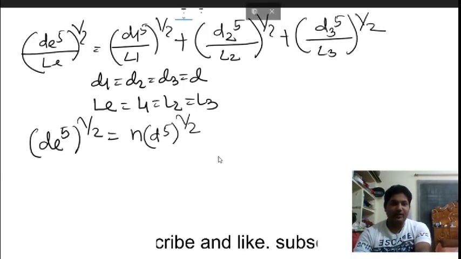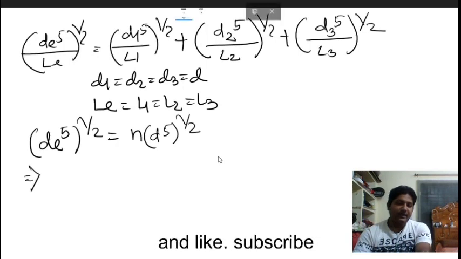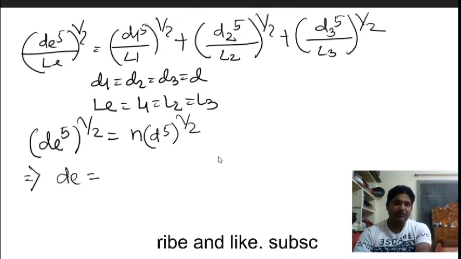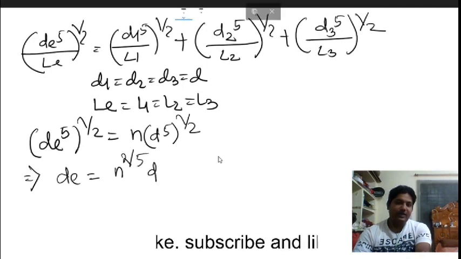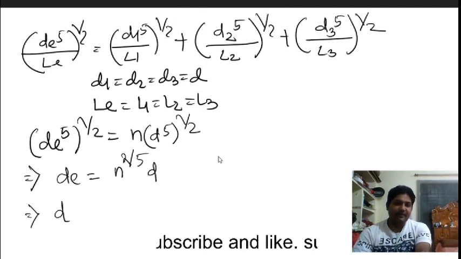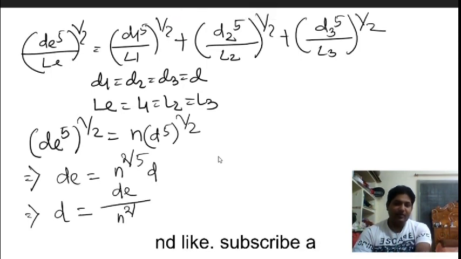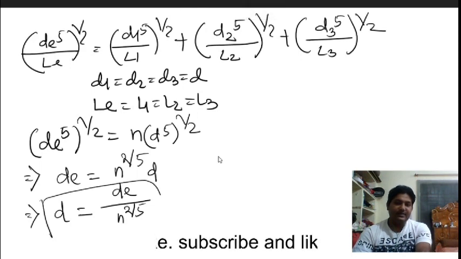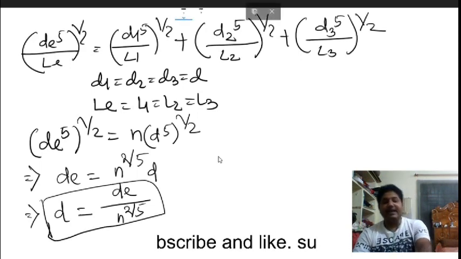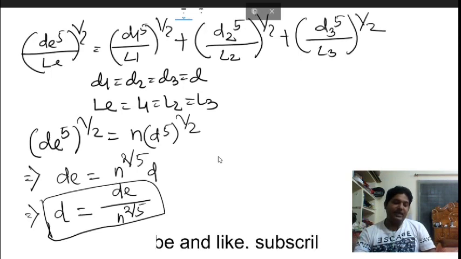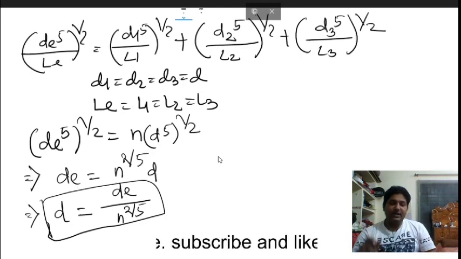Okay, so now the equivalent pipe, the single pipe diameter, we can have this dE will be equal to n to the power 2 by 5 times d, or that single pipe diameter will be equal to the equivalent pipe diameter divided by n to the power 2 by 5. So this is the relationship between the diameter of a single pipe and the diameter of an equivalent pipe. So this is all about the compound pipes.